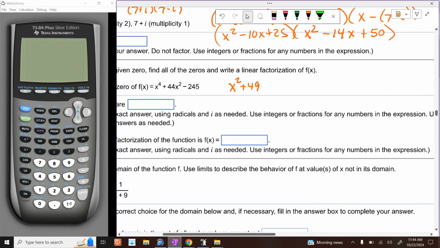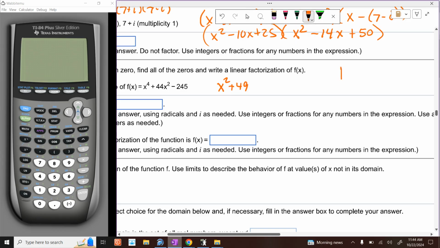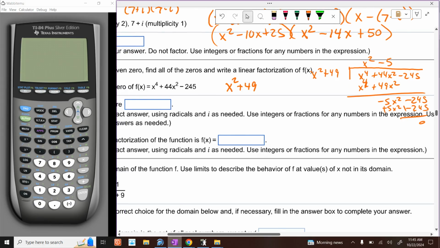So if we do long division here, x squared plus 49 divided into x to the fourth plus 44x squared minus 245. What times x squared is x to the fourth? Well, x squared is. So you get x squared, x to the fourth plus 49x squared. Change the signs and add. So it's negative 5x squared minus 245. What times x squared is negative 5x squared? Well, it's minus 5. So it's negative 5x squared minus 245. Change the signs and add, you get 0. So it's x squared minus 5.